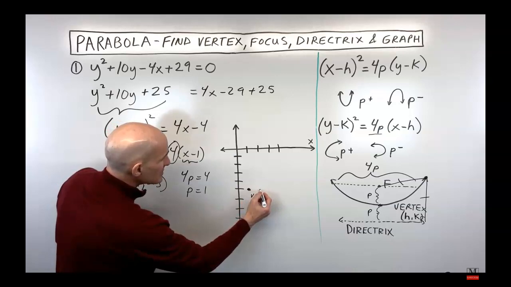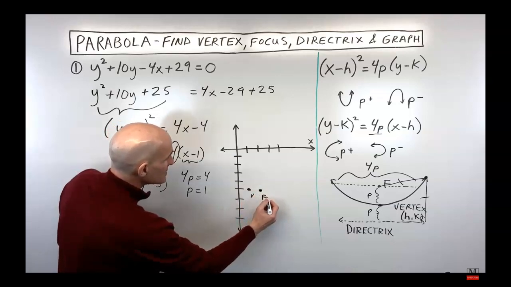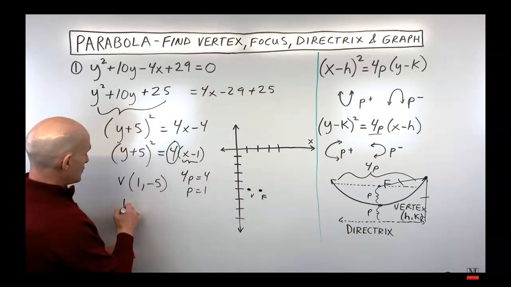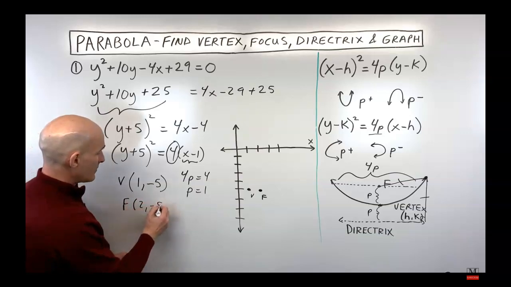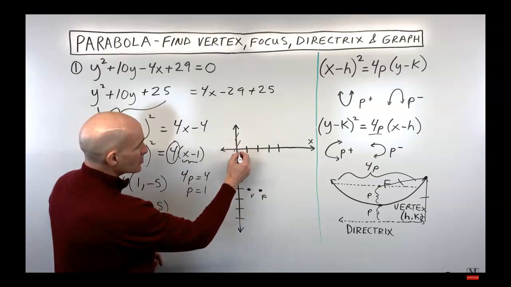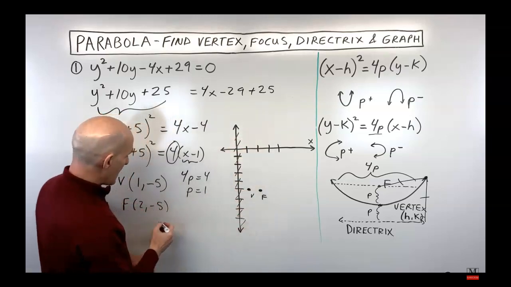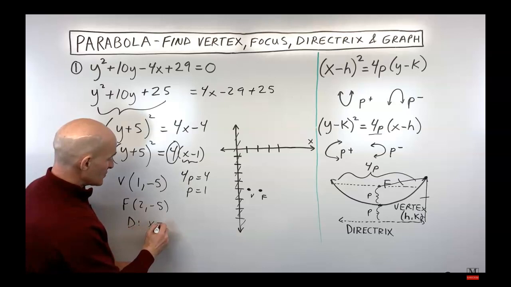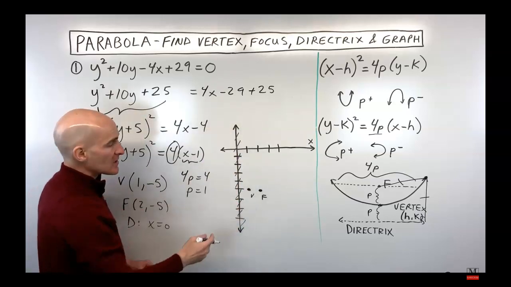So if I go one space to the right, that's our focus. And so that's going to be at 2, negative 5. And if we go 1 to the left, that's going to be our directrix. And that is the line x is equal to 0. X lines are vertical lines.